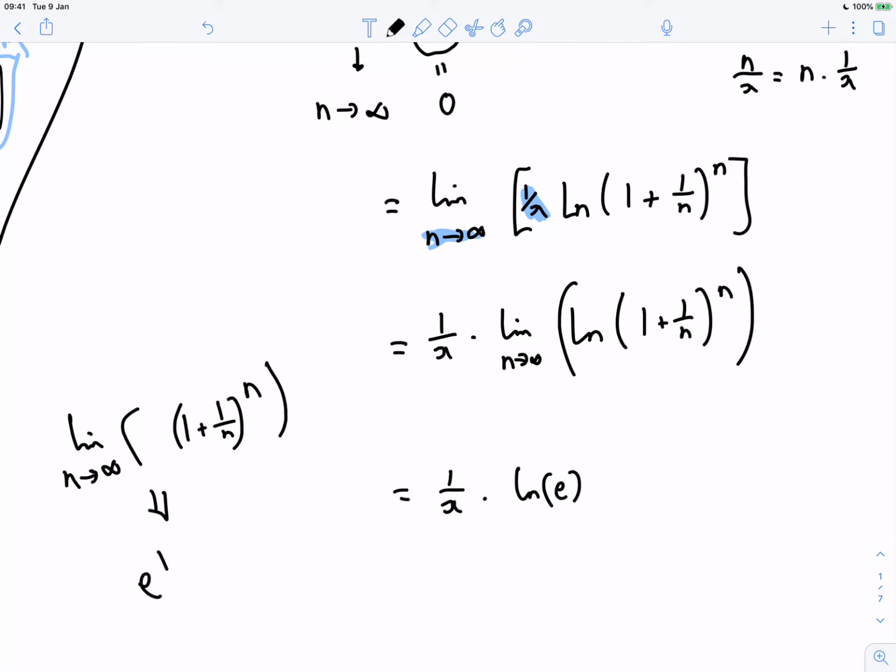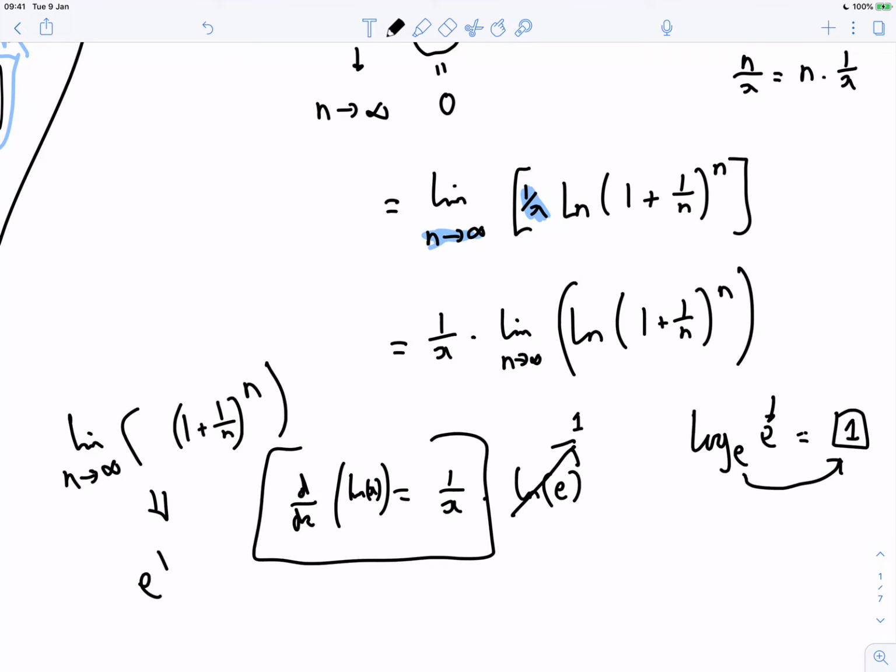And since log is base e, ln of e is just 1. Because what that's saying is log of base e equals what? Well, e to the power of what is e, that's just 1. So there you have it. The derivative of the natural log of x is just 1 over x.